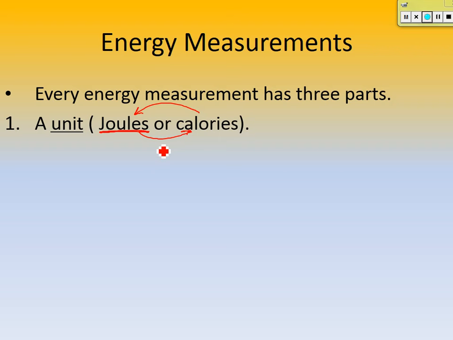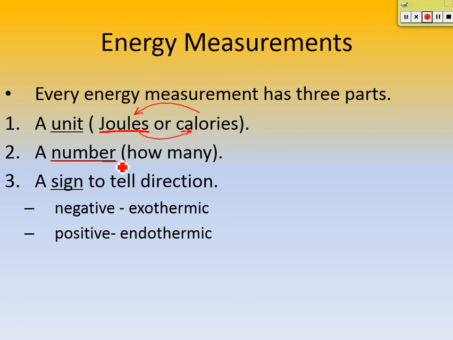Okay, so there's three parts to an energy measurement. First is a unit. Second one is a number. Obviously, we need to know how many. So that's the magnitude, the number. And number three is a sign. Now this one is where students will get confused. The sign tells the direction of energy flow.